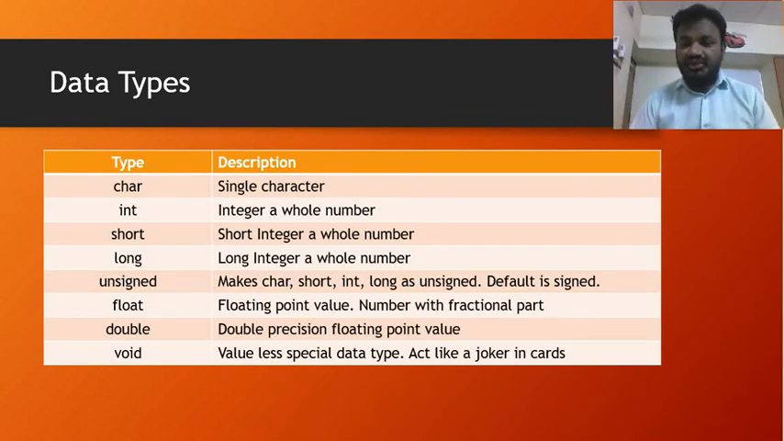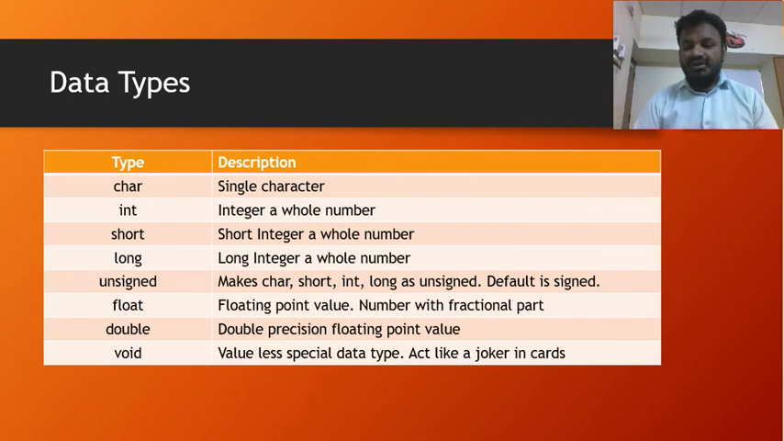Character denotes a single character value. Integer is a whole number, and a short integer is half of the integer and it's also a whole number, and long integer is somewhat bigger than integer, which is also a whole number. Unsigned is the one which makes integer, character, short or long an unsigned one. By default the data type will be a signed integer or signed short.